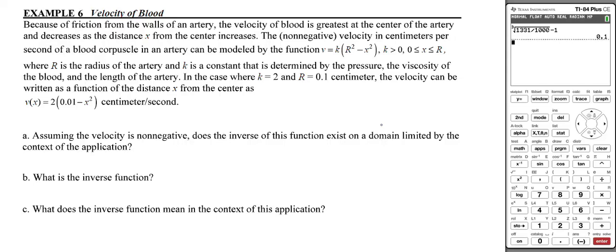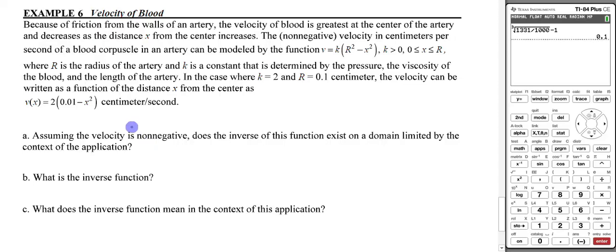In the case where k equals 2 and r equals 0.1 centimeters, the velocity can be written as a function of the distance x from the center as v of x equals 2 times the quantity of 0.01 minus x squared centimeters per second. Assuming the velocity is non-negative, does the inverse of this function exist on a domain limited by the context of this application?